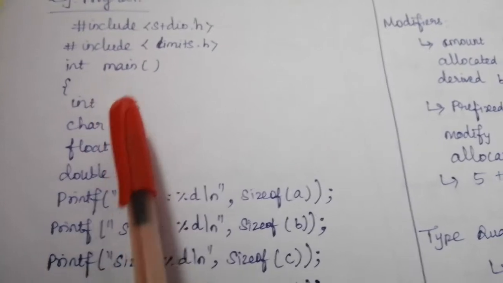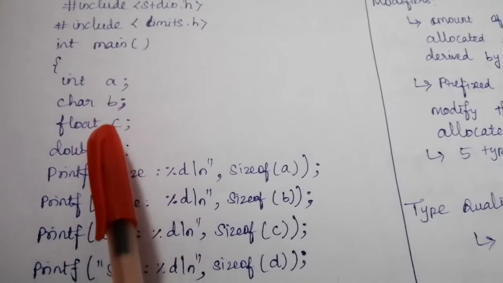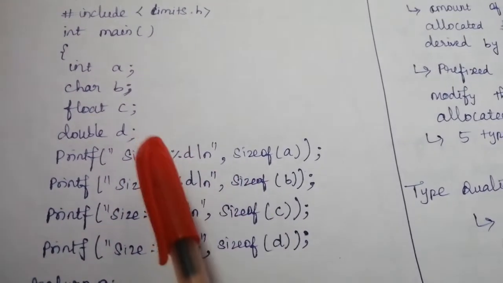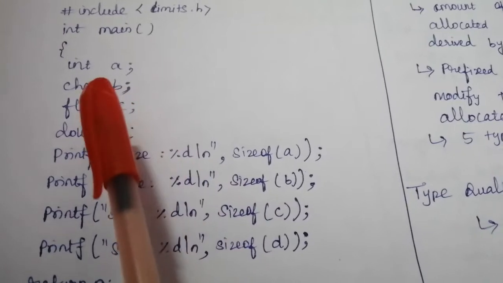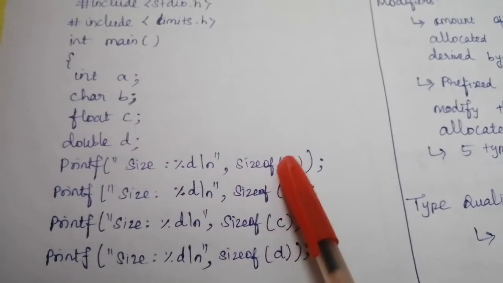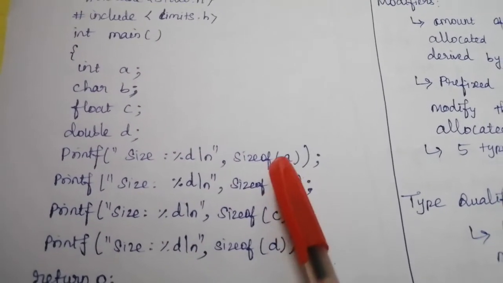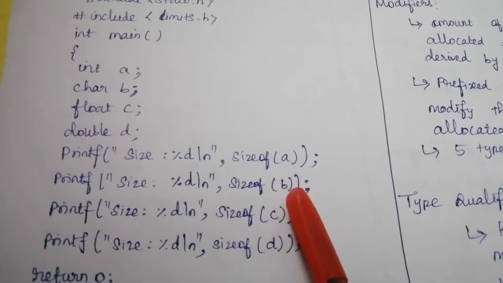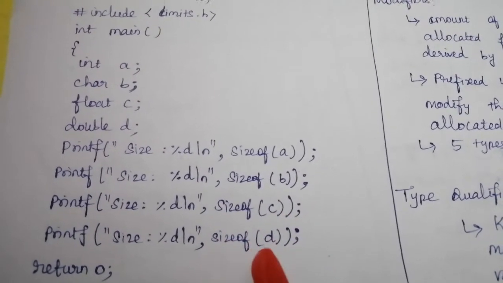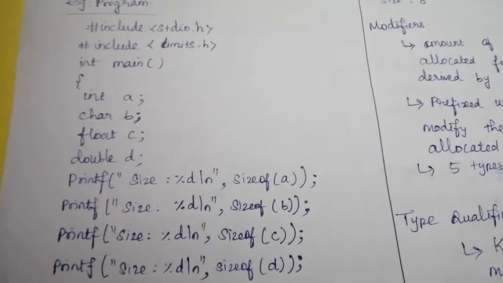We have started the main function. There we have declared four variables: an integer variable, a character variable, a floating point variable, and a double variable. We are going to find the size of each variable, that is, each data type. For that we have the function sizeof(a). Here the parameter we are passing is the variable a, that is integer. Sizeof(b), this is character. Sizeof(c), this is float. Sizeof(d), this is about the double data type. So this is the program.